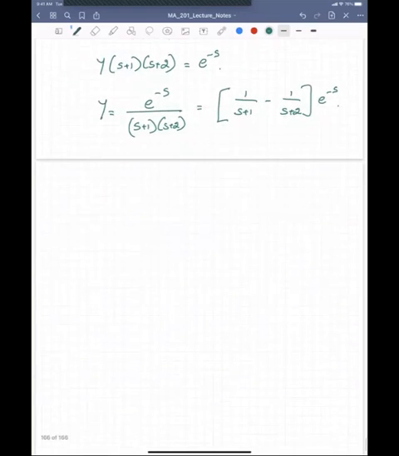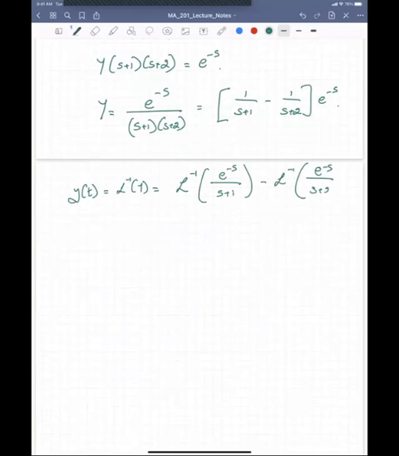Since the inverse Laplace transform is also a linear function, I can take the inverse Laplace transform on both sides, and this will give me the solution formally as the inverse Laplace transform of e to the minus s over s plus 1, minus the inverse Laplace transform of e to the minus s over s plus 2. So our job is to figure out what is the inverse Laplace transform of both of these.